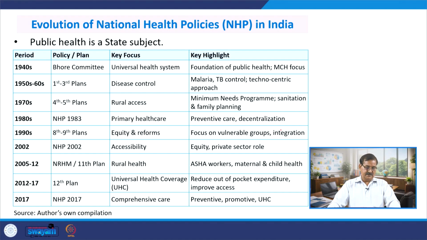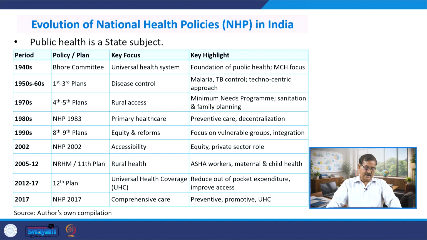In the 1950s to 60s, during the first to third five-year plan, more focus was given on disease control, malaria and TB control. A technocentric approach was followed during this period. Then in the 70s, fourth and fifth plan, the focus was more on addressing the issues of health in rural areas, and the minimum needs program, sanitation and family planning program were initiatives.